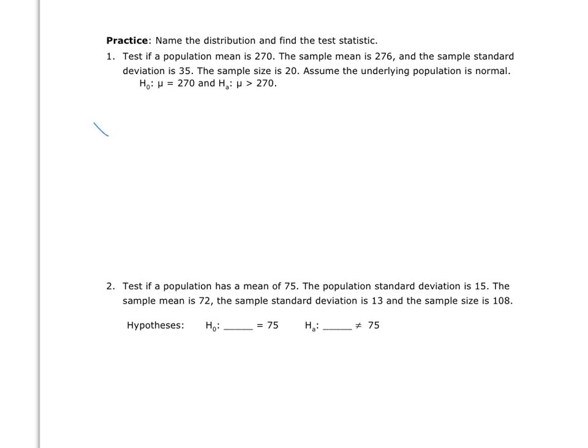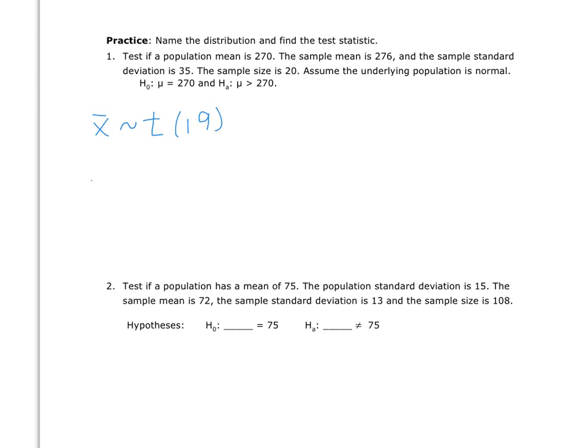Since it's a hypothesis test about mu, we know that the sample statistic we're looking at is x bar, and we want to determine if it's z or t. Well, we are not given a population standard deviation. We have a small sample size, and we are told that the underlying population is normal. So this one is t, and the sample size is 20, so we have degrees of freedom of 19. The distribution of x bar here is t with degrees of freedom of 19.